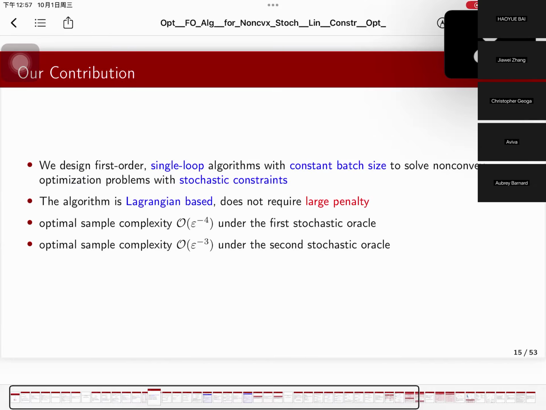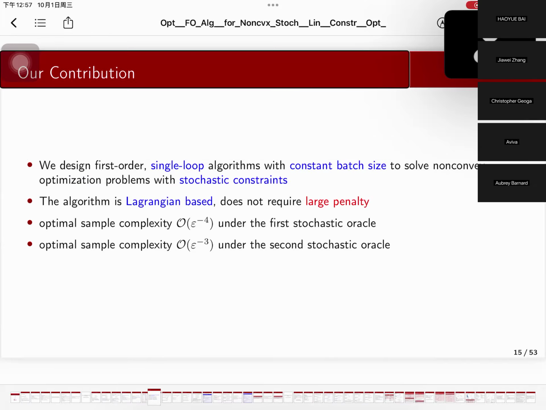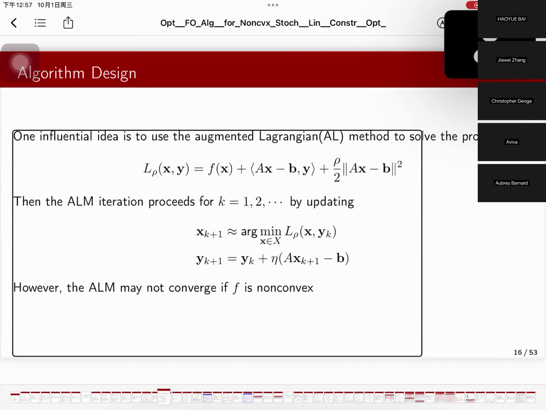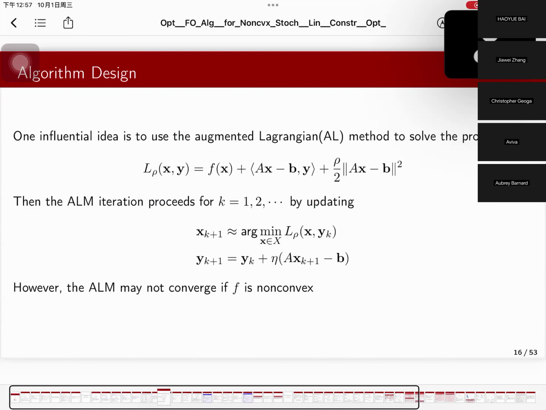For constraint optimization problems, a popular approach is the augmented Lagrange approach. It works quite well for convex problems, and it has a very nice theoretical guarantee. But for non-convex problems, the augmented Lagrange method can have convergence issues. So we cannot directly use the augmented Lagrange method to solve non-convex problems.